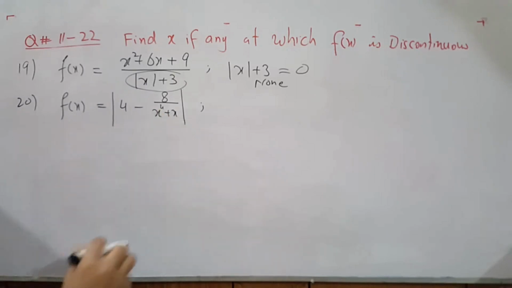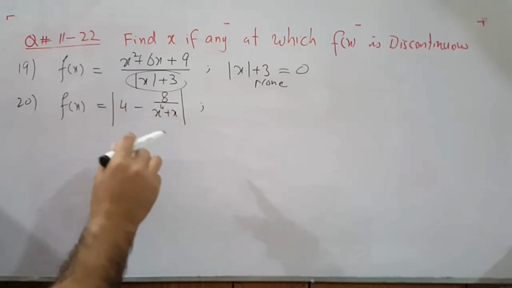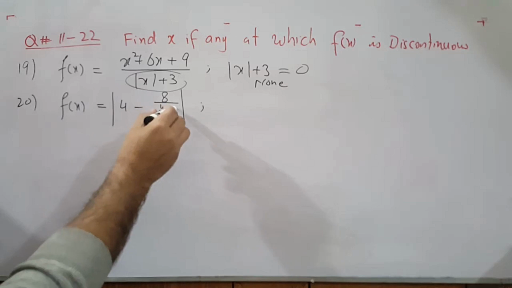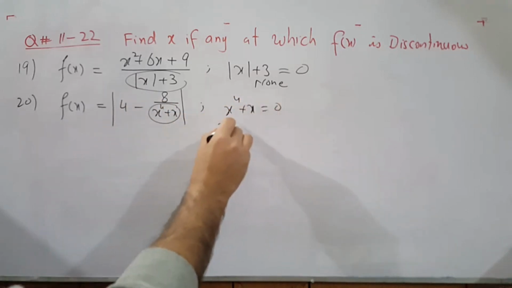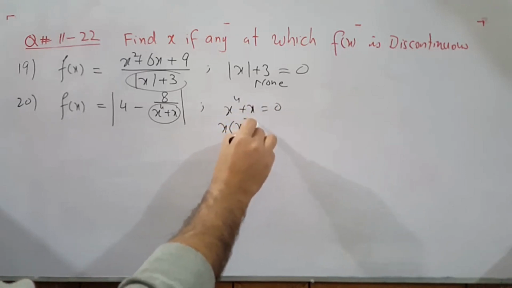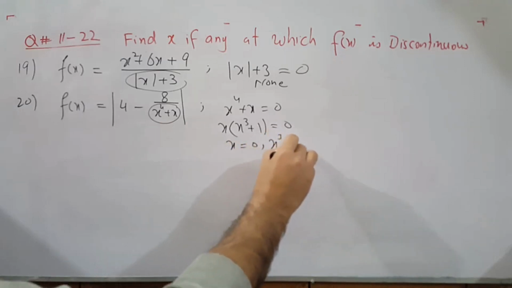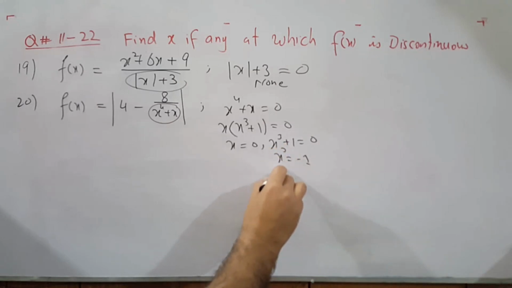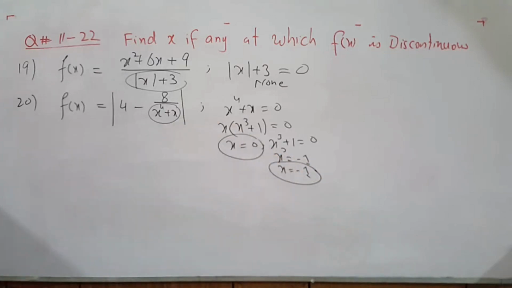Now if you look at this one, the mod, the absolute value, has some value inside. So the inside one cannot be discontinuous, but this can be discontinuous at this point. So x to the 4 plus x is equal to 0. If you take x common, x times x cubed plus 1 is equal to 0, which means x is equal to 0, and x cubed plus 1 is equal to 0, which means x cubed is minus 1 and x is equal to minus 1. So you have these two values at which the function can be discontinuous.